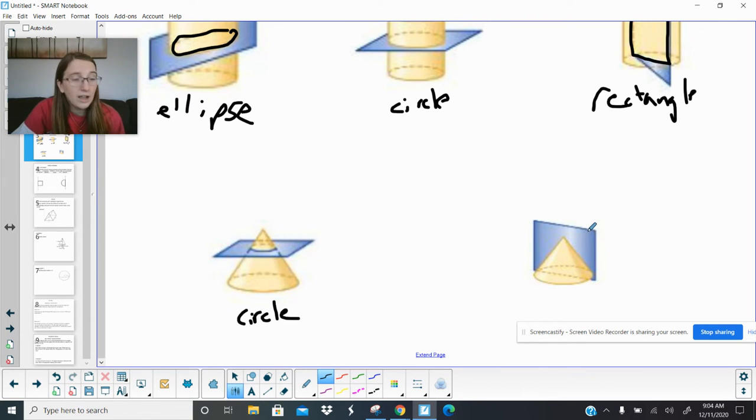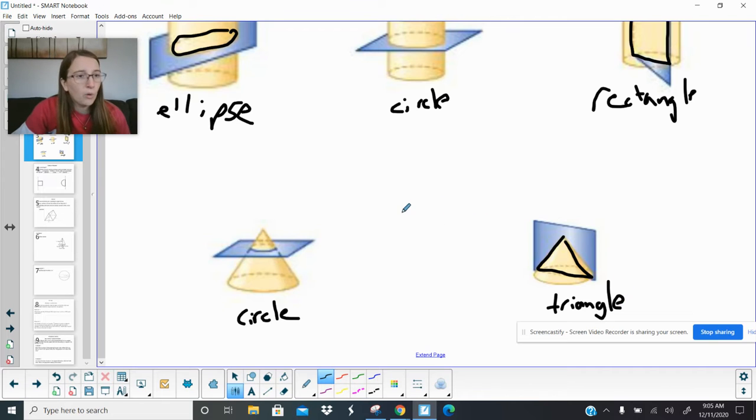Now trying one more, again, there are lots of different possible cross sections we can get. The trick is just being able to visualize. So let's look at this one. What shape do we think is going to be the cross section cutting down a cone like that? This is going to be a triangle. Again, we can see the cross section in there. That would be a triangle cross section.